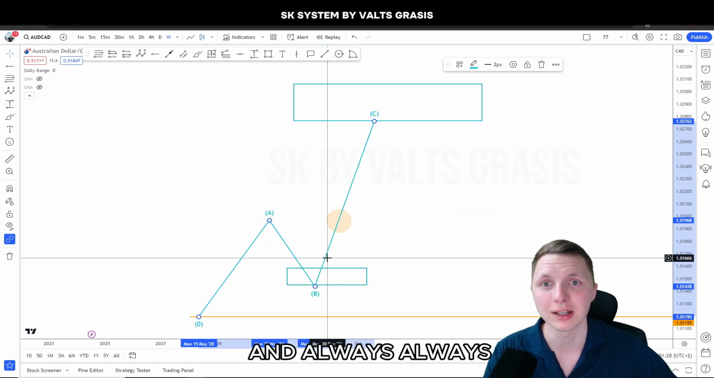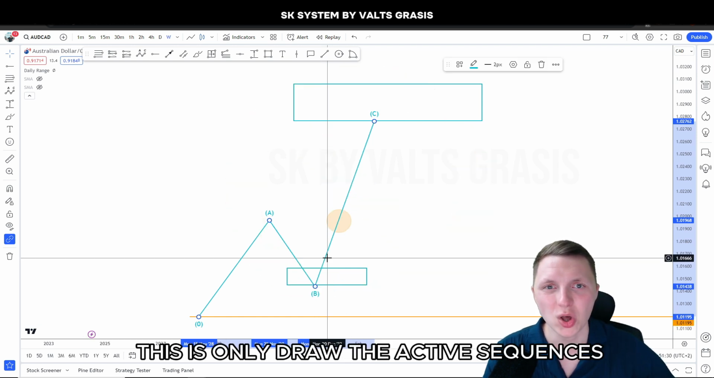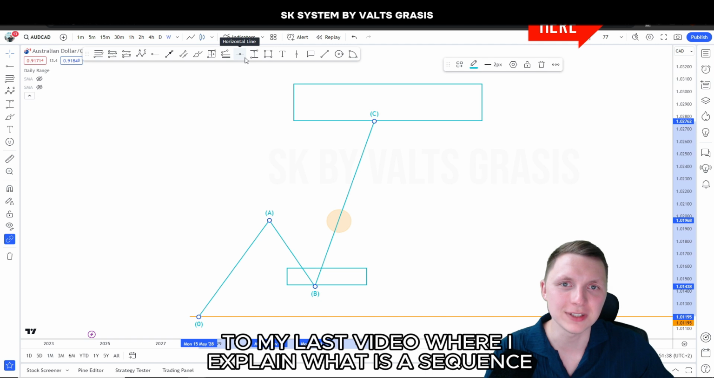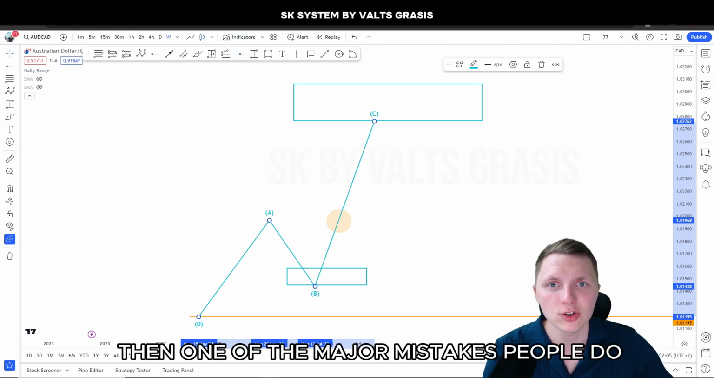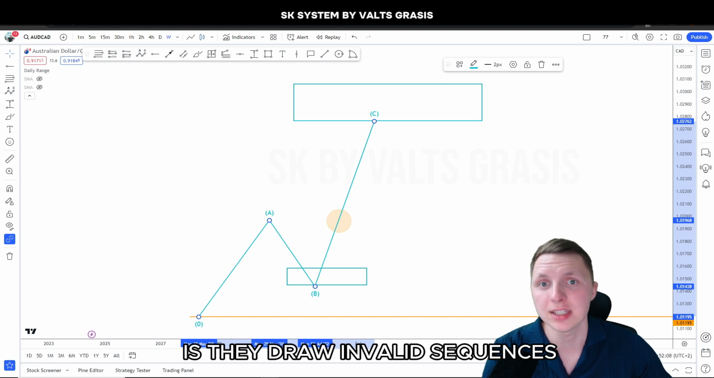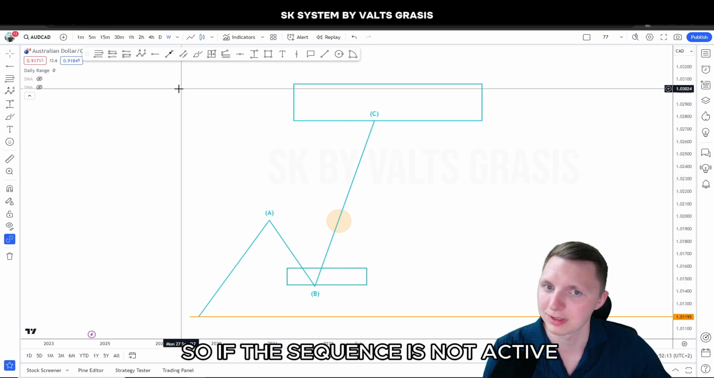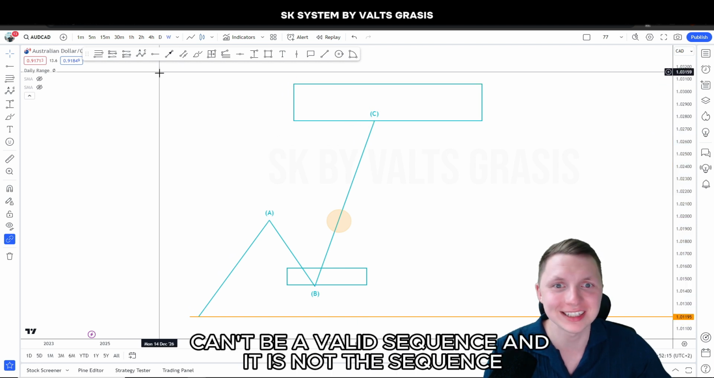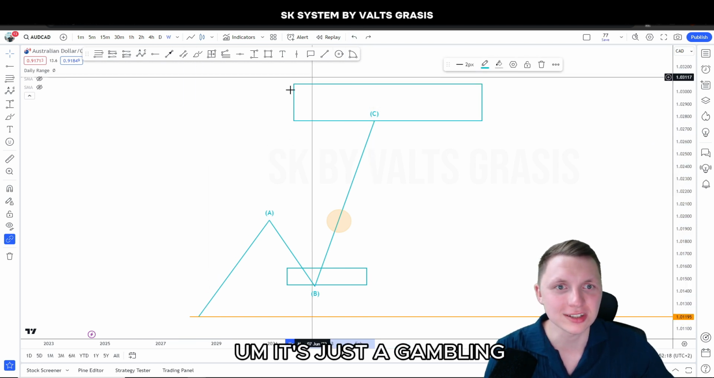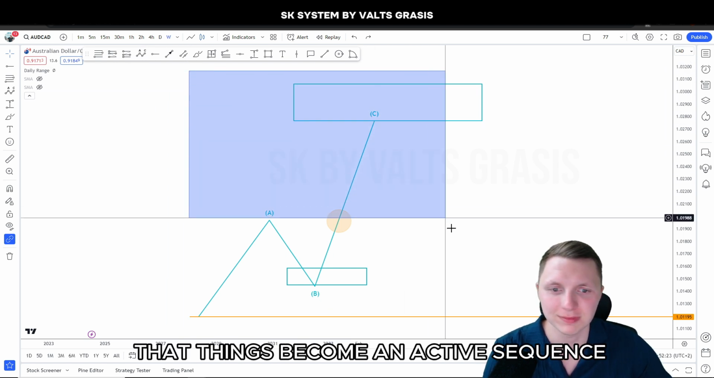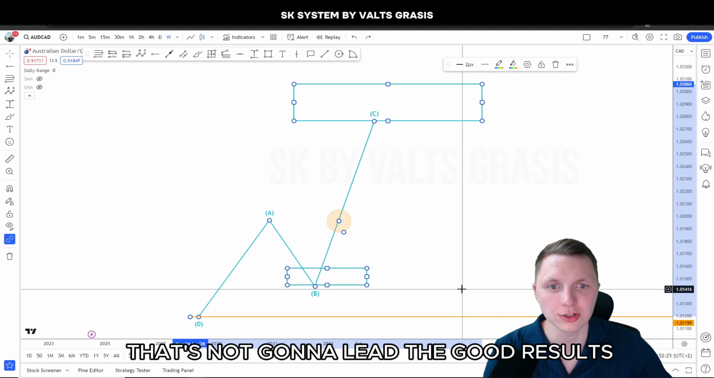One more thing, guys, and always remember this, is only trade the active sequences. And if you're not sure what's an active sequence, go ahead to my last video where I explain what is a sequence. So yeah, that is one of the major mistakes people do, is they draw invalid sequences, and sequences that are not active. So if the sequence is not active, it can't be a valid sequence, and it is not a sequence. It's just gambling, and you are just hoping that thing becomes an active sequence. That's not going to lead to good results.